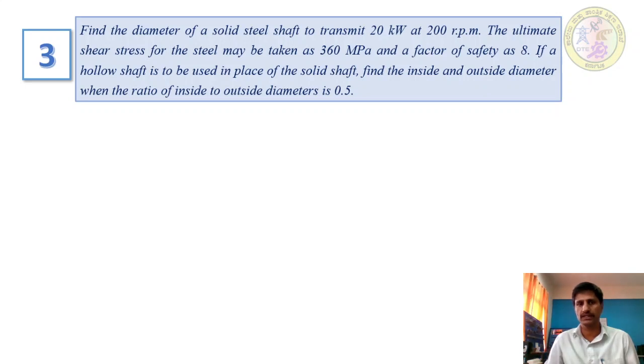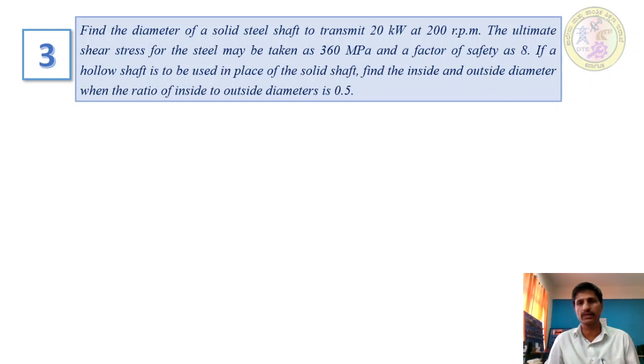From the first sentence, find the diameter of a solid shaft to transmit 20 kilowatt at 200 rpm, it means that they have given the power value and the speed. By using this you can easily find out the torque transmitted by the shaft. Next, he has given the ultimate shear stress for the mild steel material, 360 MPa, and a factor of safety of 8. So he has given the ultimate stress, but we have to calculate the working stress for the mild steel shaft.